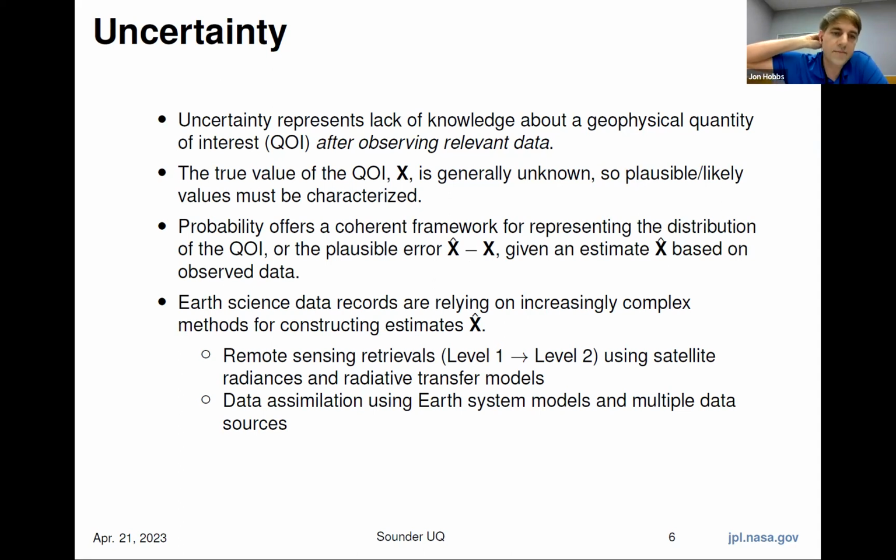And just another note here about getting our heads around this framework conceptually. A lot of these earth science data records coming from satellites are relying on increasingly complex methods for getting these estimates. And so having this conceptual and probabilistic mathematical framework is really important. Some examples of that are these retrievals that we'll talk about today, and data assimilation, particularly for that level 4 stage that we talked about, often uses Earth system models and a lot of different data sources.